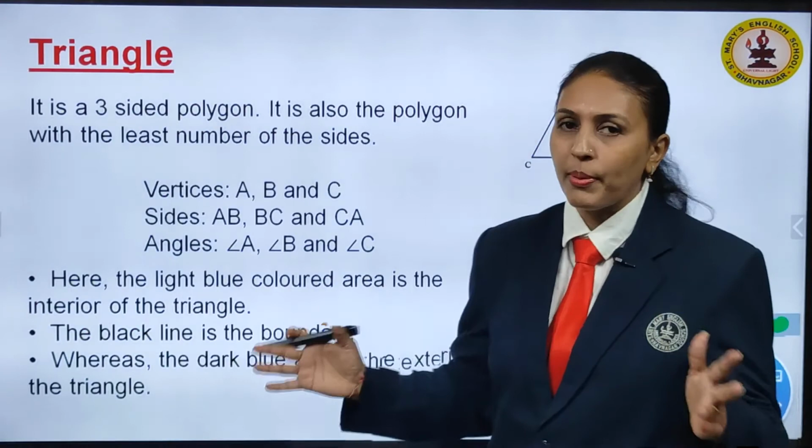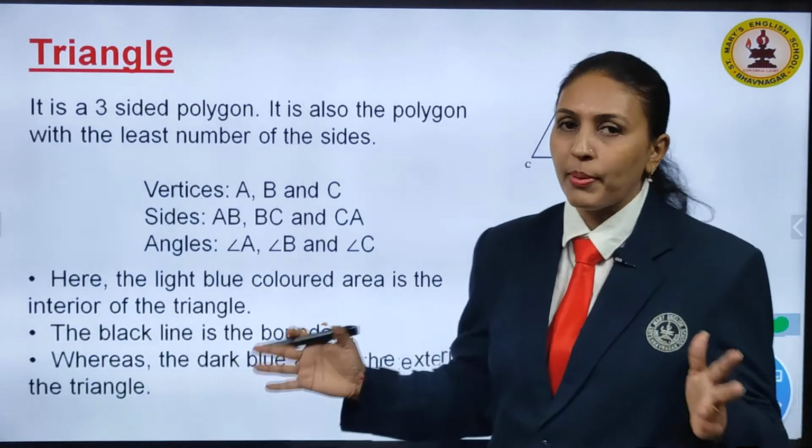It is the same concept of interior and exterior. That means something that is inside is the interior of the triangle. The black boundary you can see here is the boundary, or on the triangle, and the third, the dark blue area, is the exterior of the given triangle. So, a triangle also has 3 parts: the interior of the triangle, on the triangle or the boundary, and the exterior of the given triangle. Okay. So, the concept of interior and exterior is almost the same.